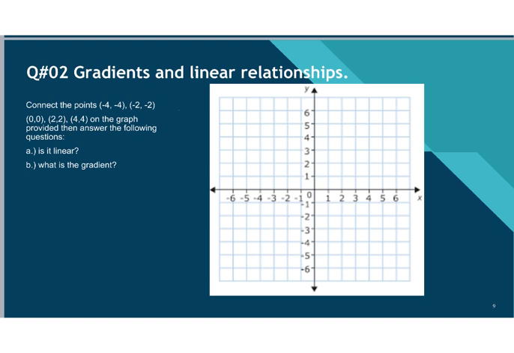Now we have a question to solve. The question asks us to connect the points -4 to -4, -2 to -2, 0 to 0, 2 to 2, 4 to 4 on the graph provided. Then answer the following questions. Is it linear, and what is the gradient? When reading points, we always start with the x value, which is provided first.